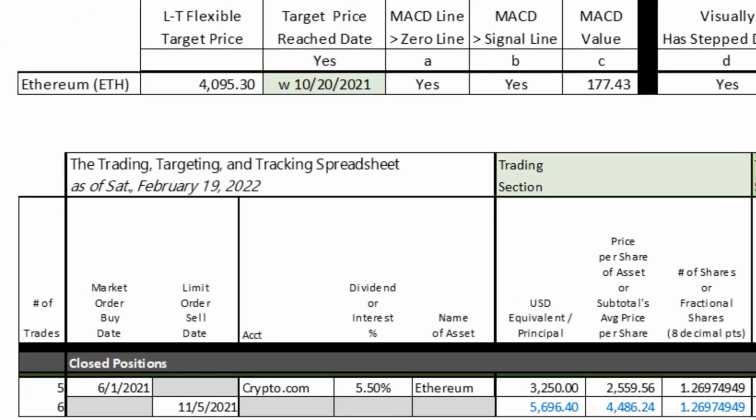Ethereum's record of sale. Details of the sell trade have been brought down into the trading, targeting, and tracking spreadsheet. See the Ethereum trade of November 5th, 2021. We have closed out our position, so the fractional shares in the sell trade are the same number of fractional shares in the buy trade.